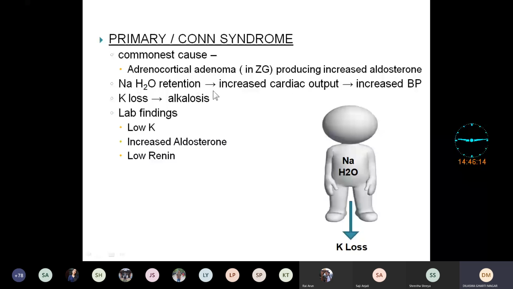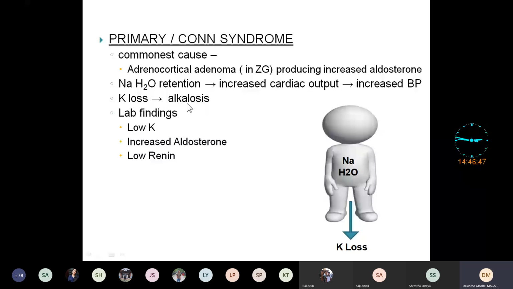Whenever the blood volume increases, the cardiac output will also increase, and then there will be increased blood pressure, understood? There is also potassium loss, because in exchange for the sodium, the potassium is lost, isn't it? So potassium loss will lead to alkalosis.